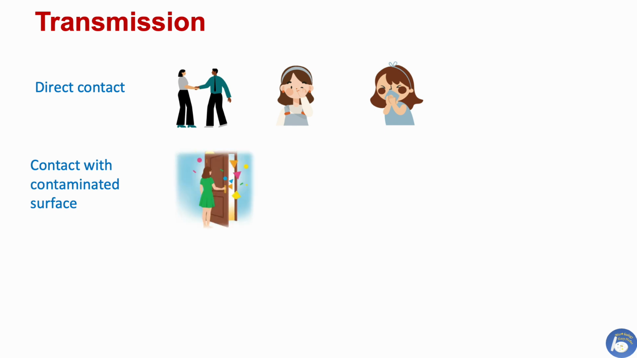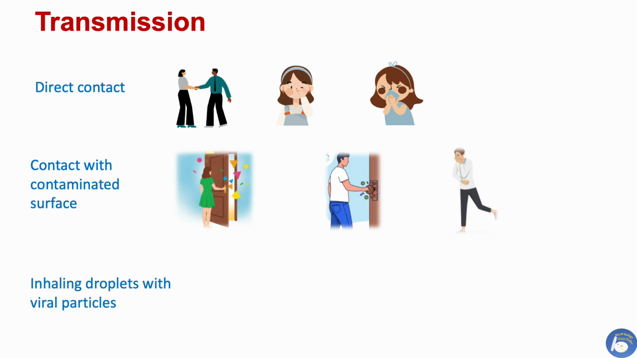The second way is contact with a contaminated surface. Many cold viruses can survive for several hours on surfaces such as countertops, door handles, or phones. If a person touches those surfaces and then touches eyes, nose and mouth, they become infected with a common cold. Third way is inhaling airborne droplets with viral particles. A person with cold may cough or sneeze, releasing droplets containing viral particles into the air. People nearby can catch those droplets, leading to transmission through the eyes, nose, or mouth.